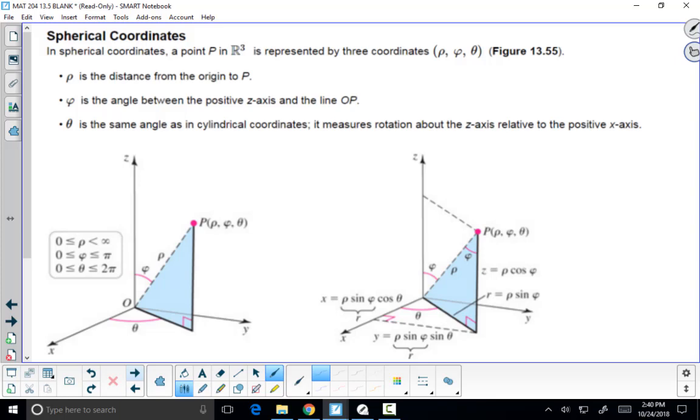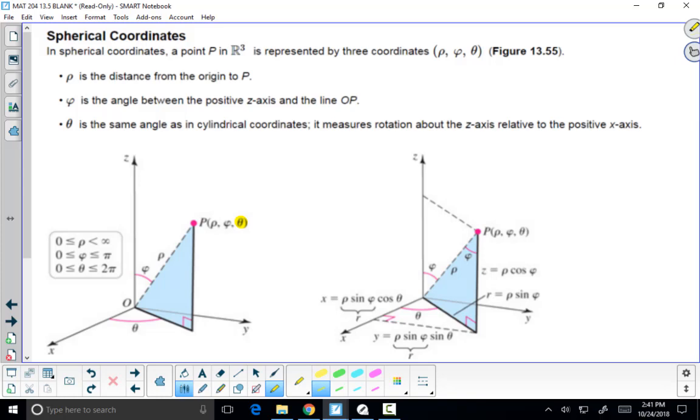Right. Okay, so cylindrical coordinates are just like polar, but you add a z. Now these are completely different. Completely different. There is one letter that matches, and the one letter that matches is the theta. The theta means the same thing in cylindrical as it does in polar, in spherical.